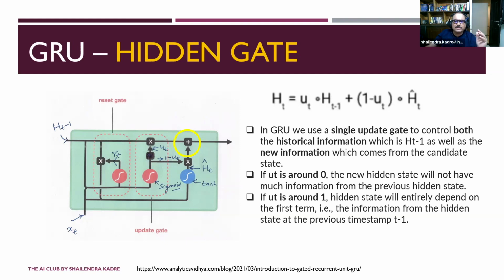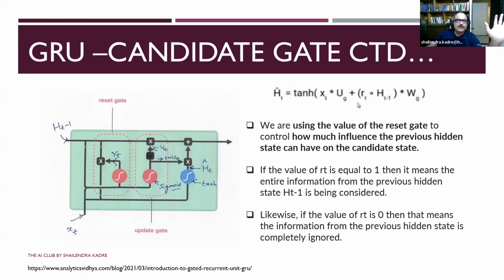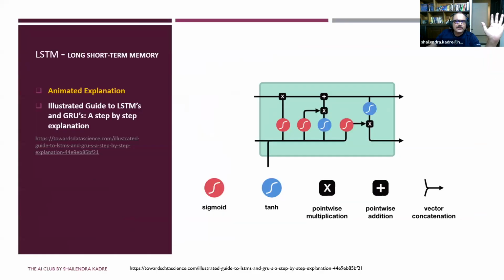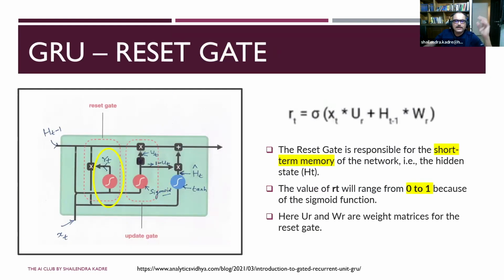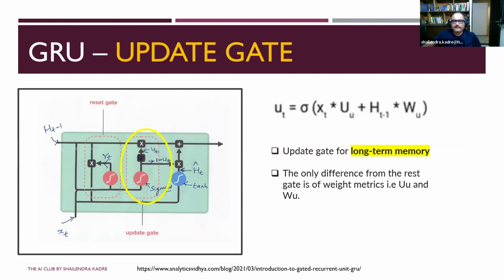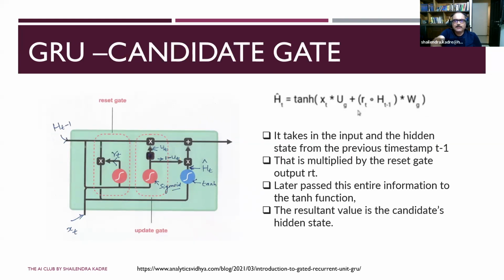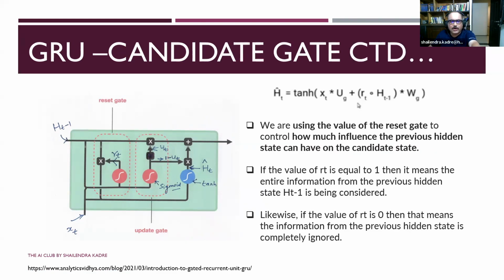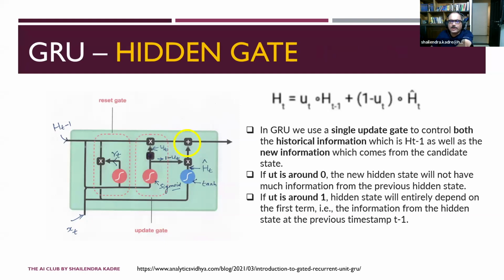And this is how the entire functioning of GRU works. I will repeat once again. In GRU, there is one reset gate, which simply takes a sigmoid function, and then you have an update gate. The update gate is the same function, only the weights are different. Then you have the candidate gate, in which you apply tanh, and you get the new hidden state, which is nothing but your new update. And then you do one addition at the top right hand side, where you see a plus sign. That's how you control your historical information and new information.